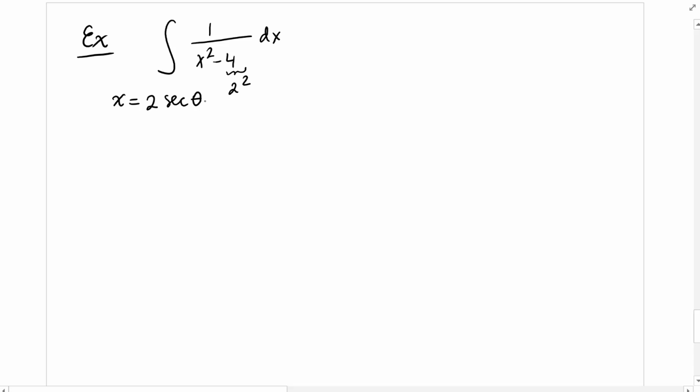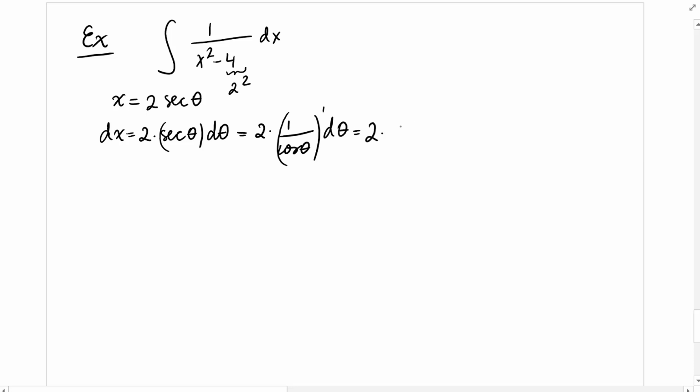So dx is going to be 2 times secant theta prime d theta, which I'm going to compute as 2 times 1 over cosine theta, prime, d theta. Using the quotient rule, this is going to be sine theta over cosine squared of theta d theta, or 2 times tangent theta secant theta d theta.